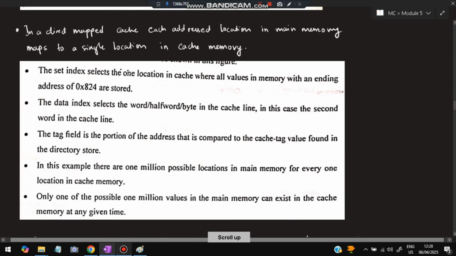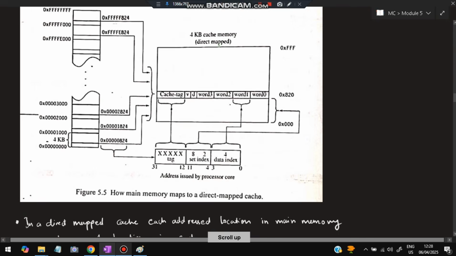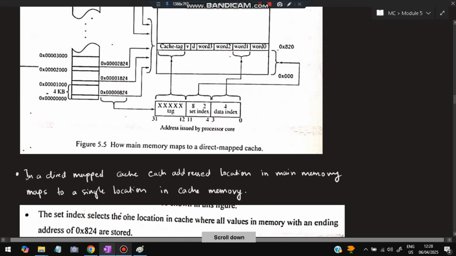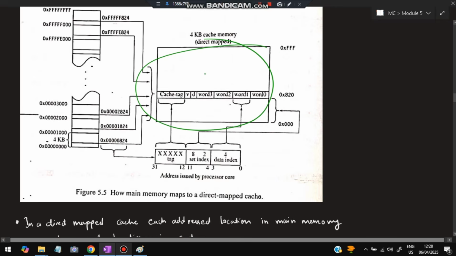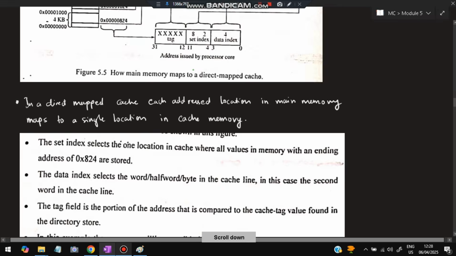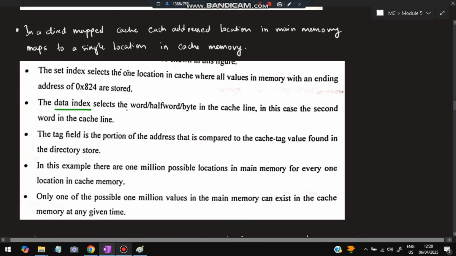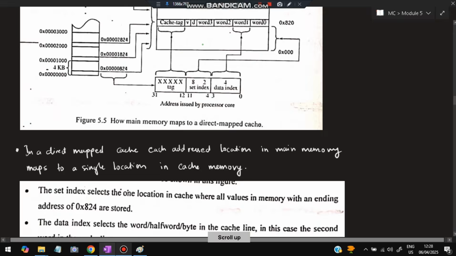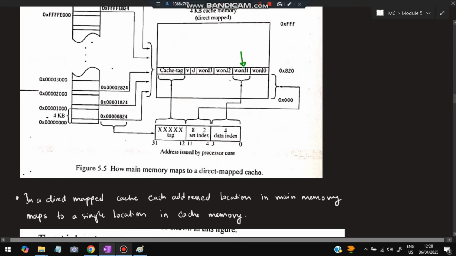Let's understand more about the direct map. The set index selects one location in the cache where all the values in the memory ending with the address 0x824 are stored. Ending with 0x824 means this particular page, this whole cache, last word is 0x284. That means the whole set of related content will be taken, meaning one page it will map to. Next, the data index selects the word, half word, or byte in the cache line. In this case, the second word in the cache line. I want this particular word, and I will specify it in the data index.